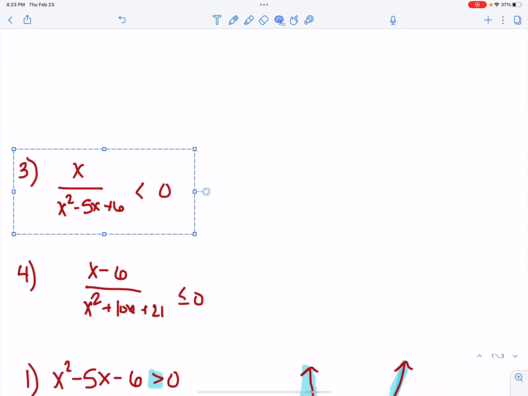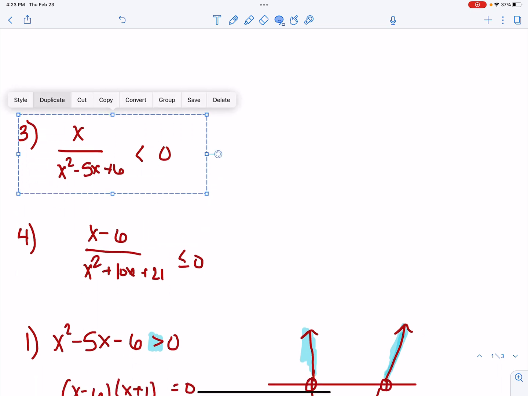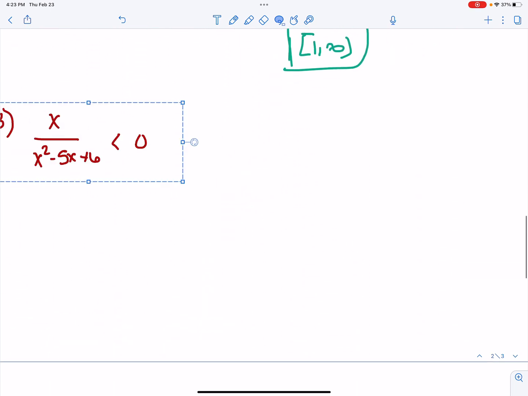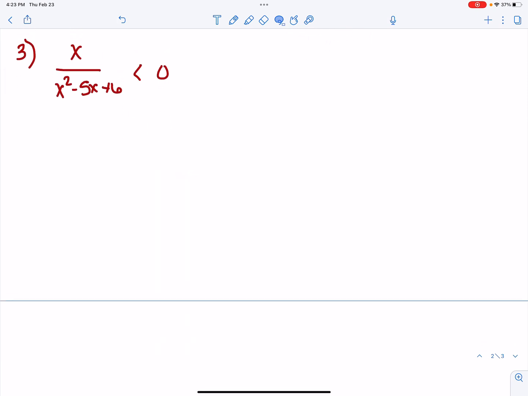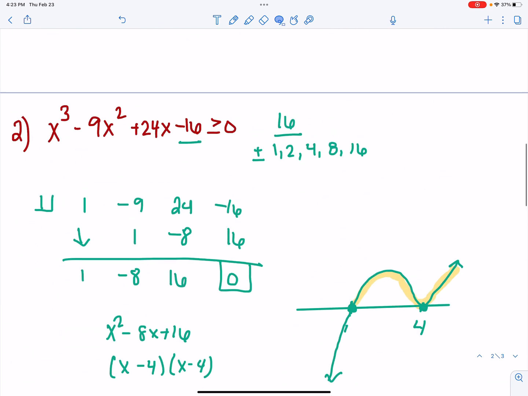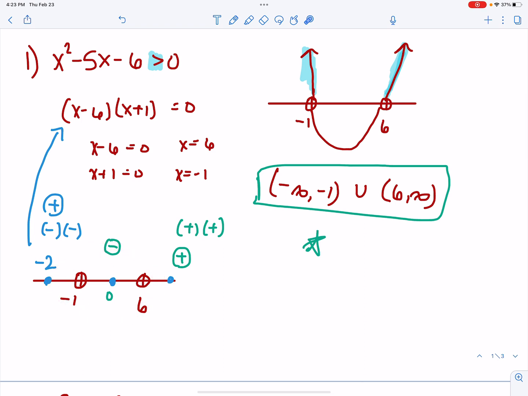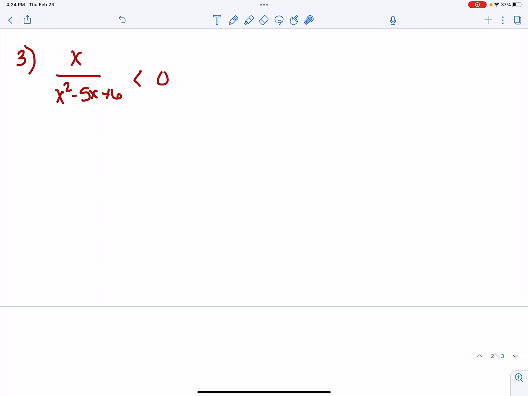For number 3, this is where we get to the point where I don't know how to graph this because it's a rational function and I don't know what it looks like. Even though it's an inequality, we're still going to use the sign chart that we did in example 1 right here. And we're just going to mimic this because I don't know the graph of this rational function and what it looks like.